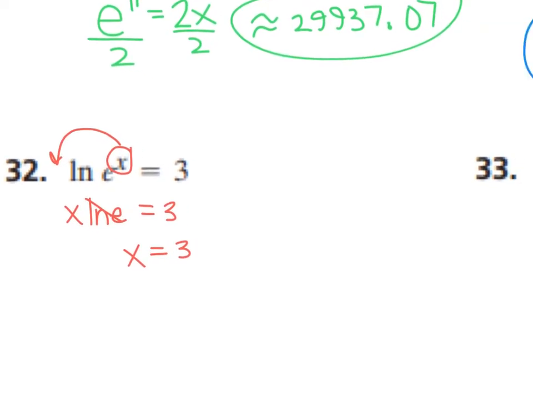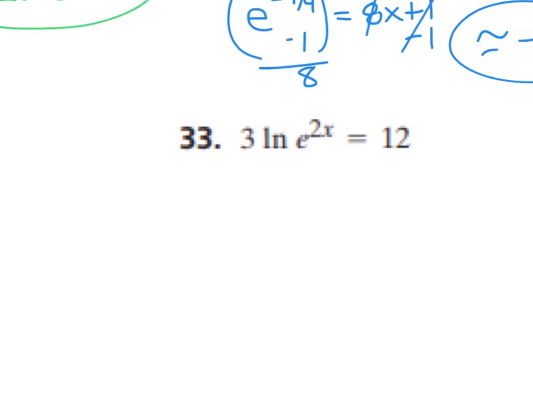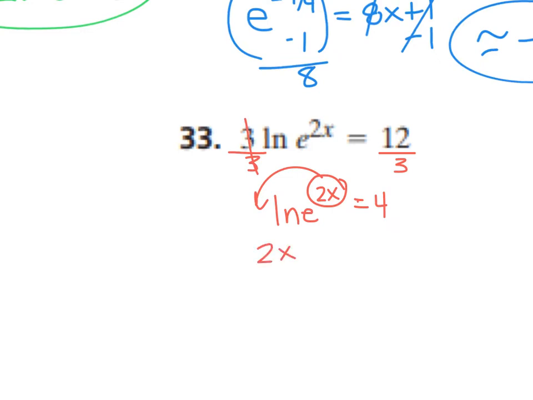And then number 33. So this one's a good no calculator problem. So 33, I'm going to divide both sides by 3 to get ln e to the 2x equals 4. But I can just pull the 2x out front by properties of logs. Then natural log of e is just 1, so x must be 2.